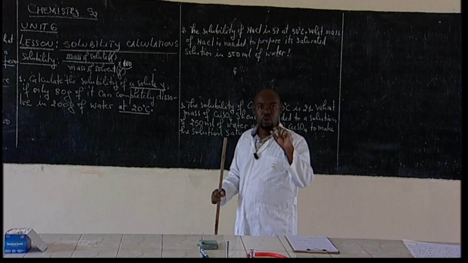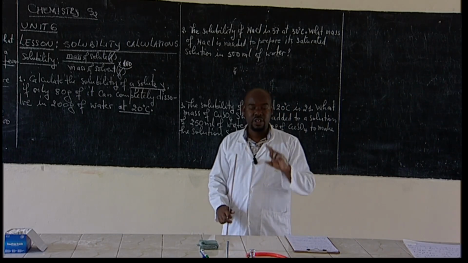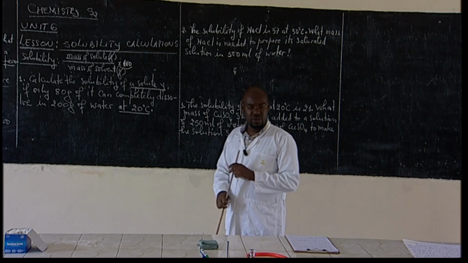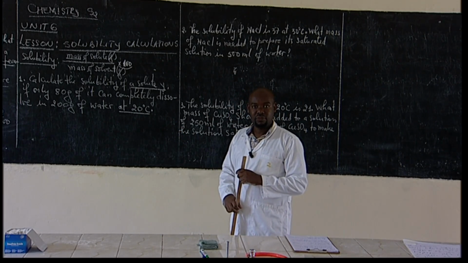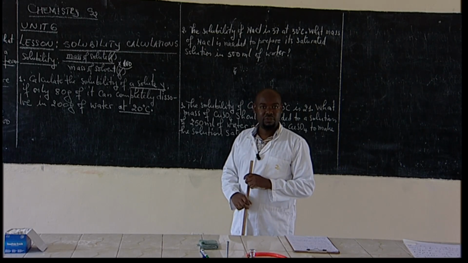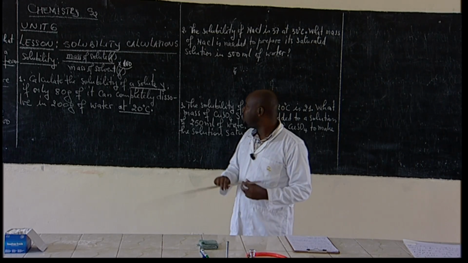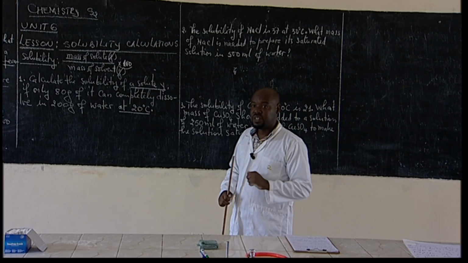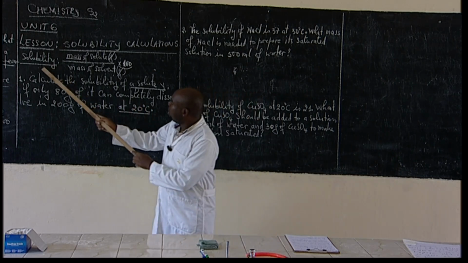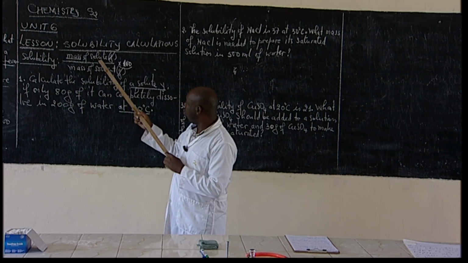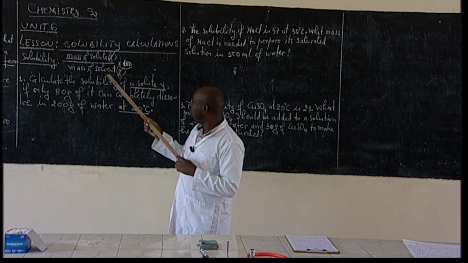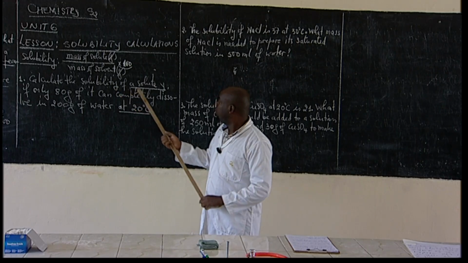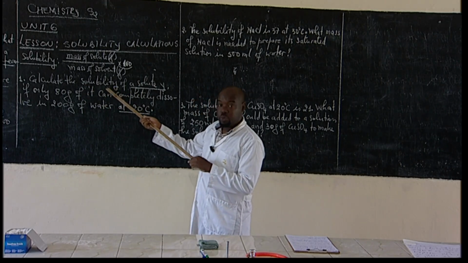I want you to take like 15 seconds and think about how we can solve this question. What can we do to get this solubility? It's something very simple. Look, solubility is equal to the mass of solute over the mass of solvent times 100. And what are we asked here? We are asked to find the solubility.